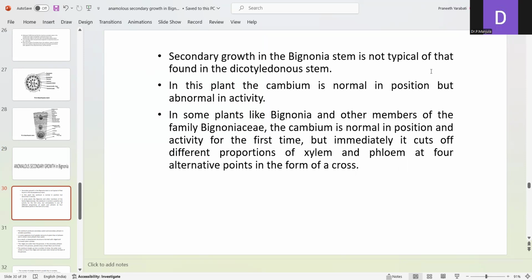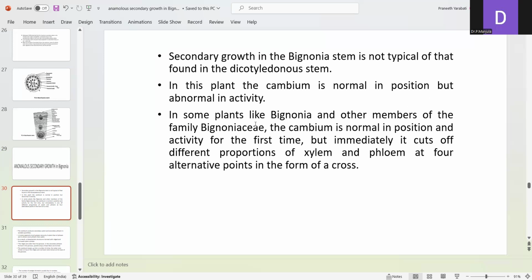In Bignonia, normally it produces secondary tissue at the start. In this plant, the cambium is normal in position and it produces normally first, but later it behaves abnormally. The abnormal activity is seen later. First it produces normally, producing the secondary xylem towards the inner side and secondary phloem towards the outside.